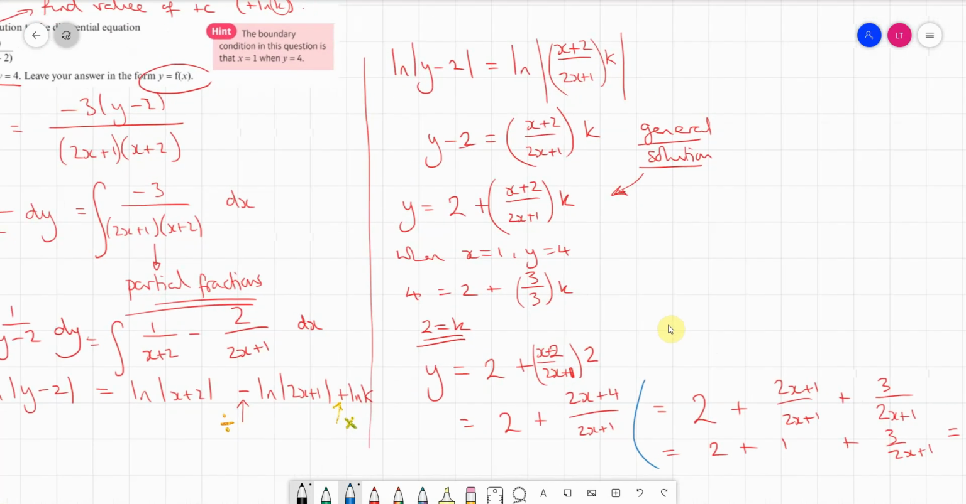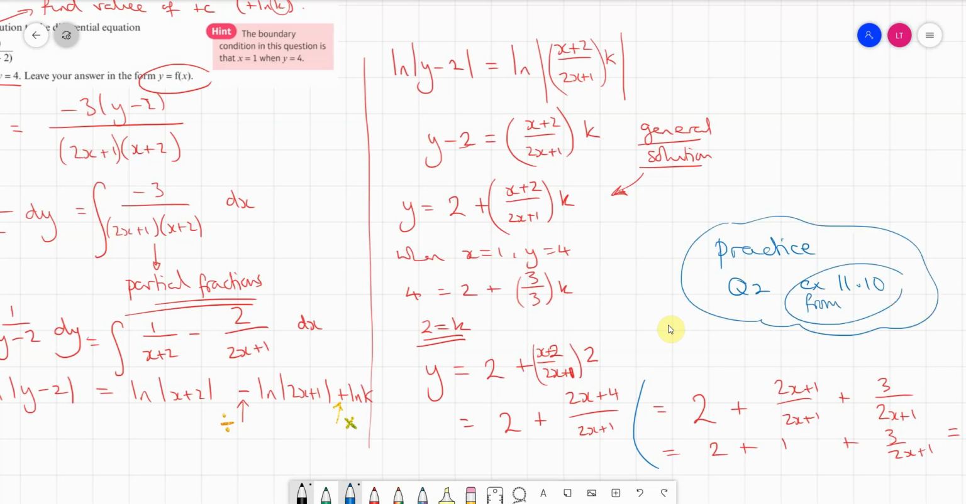That is going to be like question 2 from the exercise from 11.10. So you may want to then take 10-15 minutes to practice that. If you get them right, good, you're ready for the lesson. If not, have a look back at the example and give it another go.